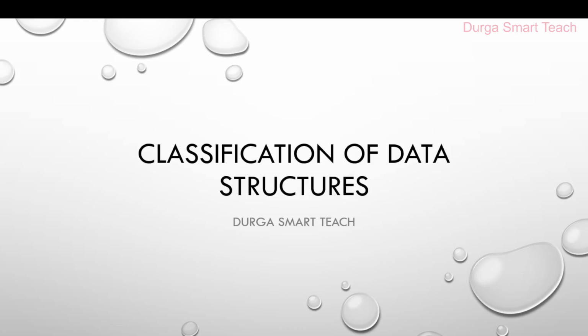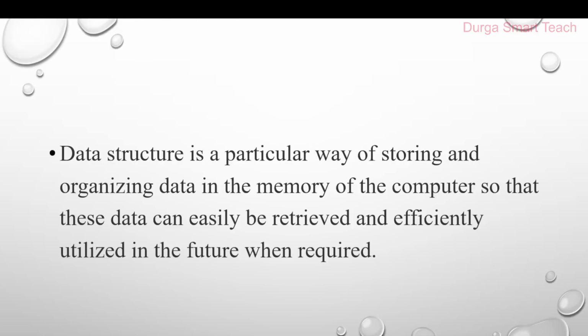Today I am going to discuss classification of data structure. In the previous class I explained the introduction to data structure. Data is nothing but raw fact and structure is nothing but representation of data. So data structure is a particular way of storing and organizing data in the memory of the computer so that these data can be easily retrieved and efficiently utilized in the future when required. So data structure is nothing but organizing the data in a proper format.